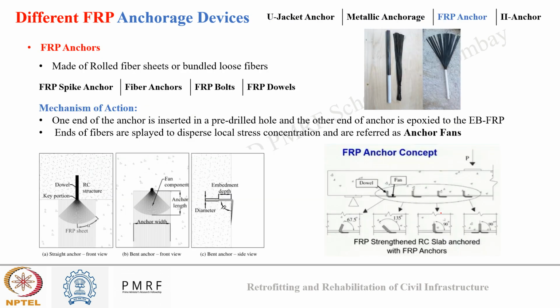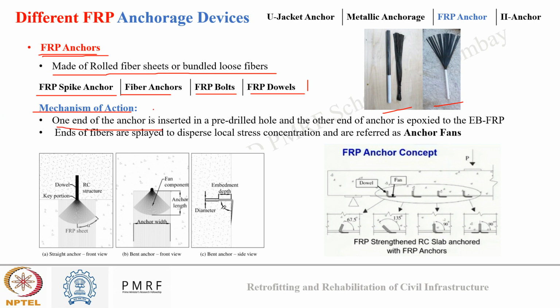Okay. Another very often used anchor system is the FRP anchor system. Okay, FRP anchors. So till now we saw mechanical anchor and U strap. These are FRP anchors. So these are made of rolled fiber sheets and bundles of loose fibers. So in the images you can see how these FRP anchors look. So there can be FRP spike anchors, there can be fiber anchors, there can be FRP bolts, there can be FRP dowels.